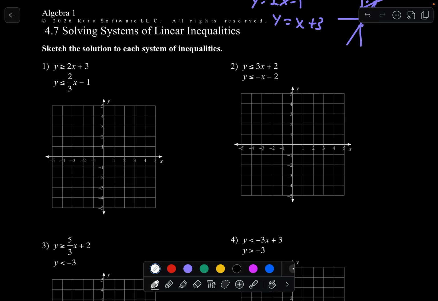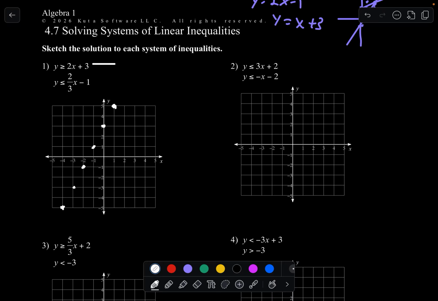This is going to be the white line. So it's right here. You go up 2 to the right 1, down 2 to the left 1, down 2 to the left 1. I like to put as many dots down as possible.